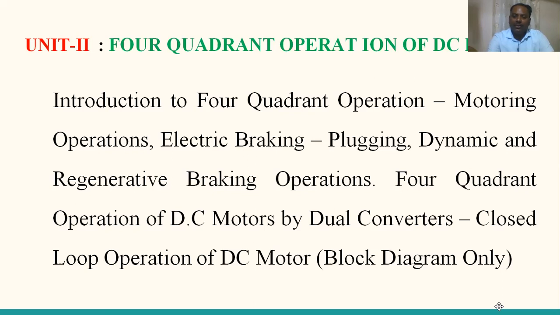So the dual converter covers all four coordinates of operation. That is the reason in this unit we particularly concentrate on four coordinate operation of DC motors by dual converters. Similarly, closed loop operation of DC motors: how you can achieve the armature control method and how you can achieve the field control method. Those are represented through the block diagram.